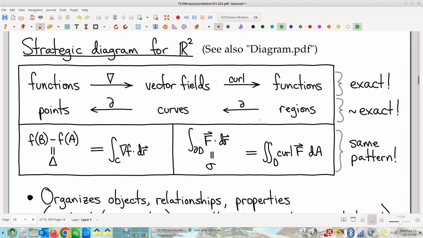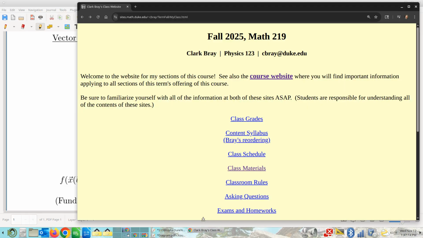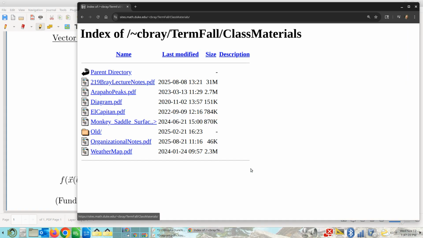So I'm going to show you a couple of cool things about this diagram. And by the way, there's this file called diagram.pdf that I'm going to start working on because it's a little bit more roomy and a little bit more full, a little bit more to work with. Y'all can get your own copy of this. It's on the website if you click on class materials from the class website. And here it is, diagram.pdf. It's right there. Right, so get yourself a copy of that.